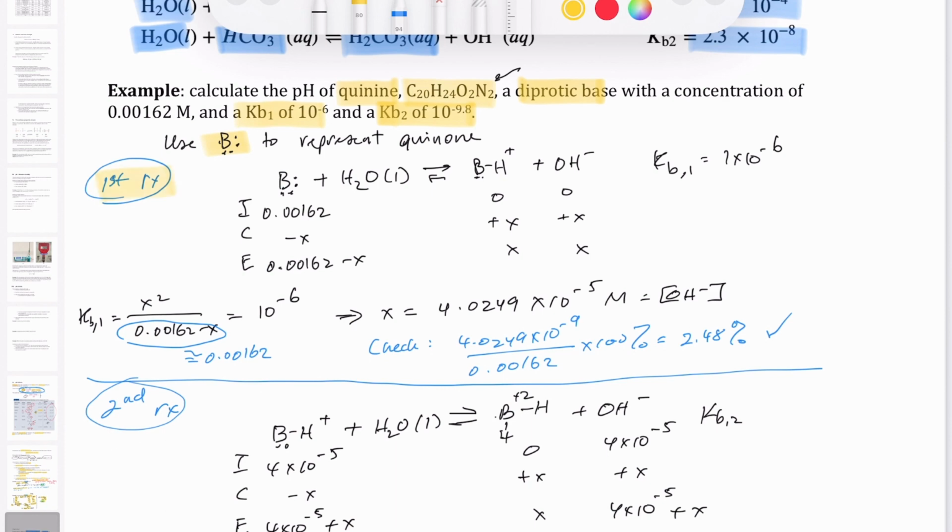First, we write this first proton acceptance step, which is the base plus water forming the first conjugate acid and hydroxide. The Kb is written there, 1 times 10 to the minus 6. I'm using the initial concentration that I was given, again, minus x, plus x, plus x because it's a weak base, and then I get my equilibrium expression. I use Kb1 here to solve, since this is the first step, and I made my small K assumption, and I solve for x, which gives me this number. I check my assumption right here, and it's less than 5%, so therefore I can go ahead and use that assumption as my answer. So the x is going to equal 4 times 10 to the minus 5, which happens to be the same as the hydroxide ion concentration.